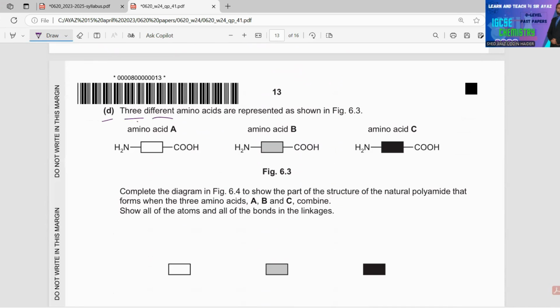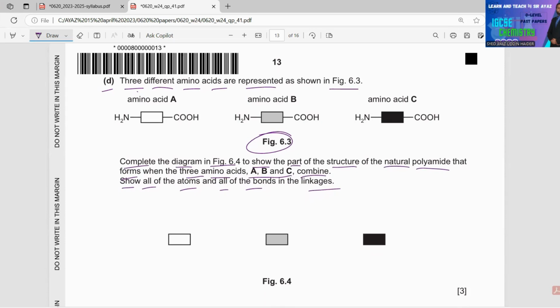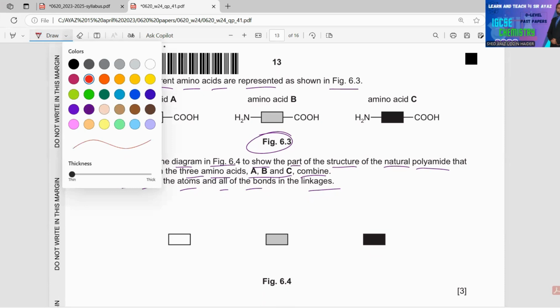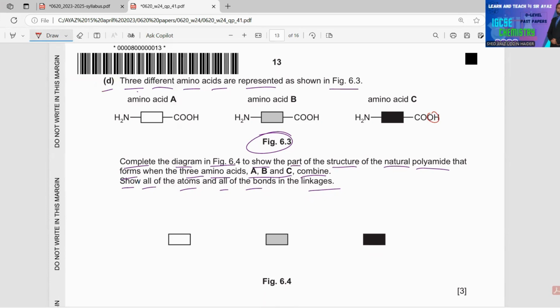D. 3 different amino acids are represented as shown in figure 6.3. In figure 6.3, we have amino acid A, amino acid B, amino acid C. Complete the diagram in figure 6.4 to show the part of the structure of the natural polymer that forms when the 3 amino acids A, B, C, and D combine. Show all of the atoms and all of the bonds in the linkages. What you will do, you simply need to remove OH from the carboxyl group and 1 H from NH2, that is the amine group. Then join it.